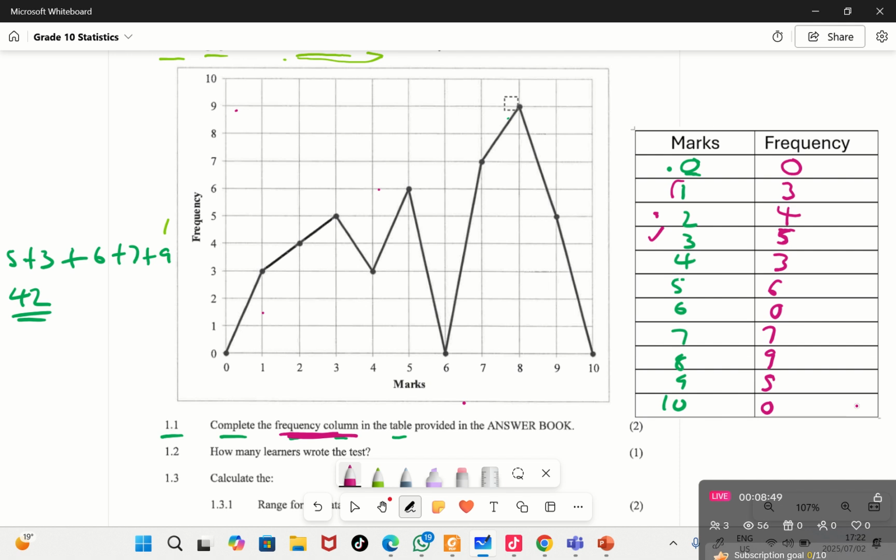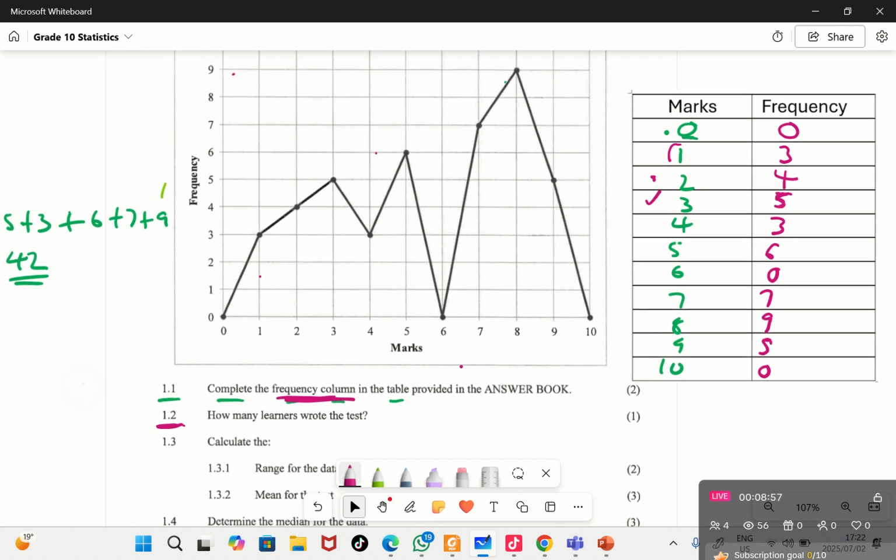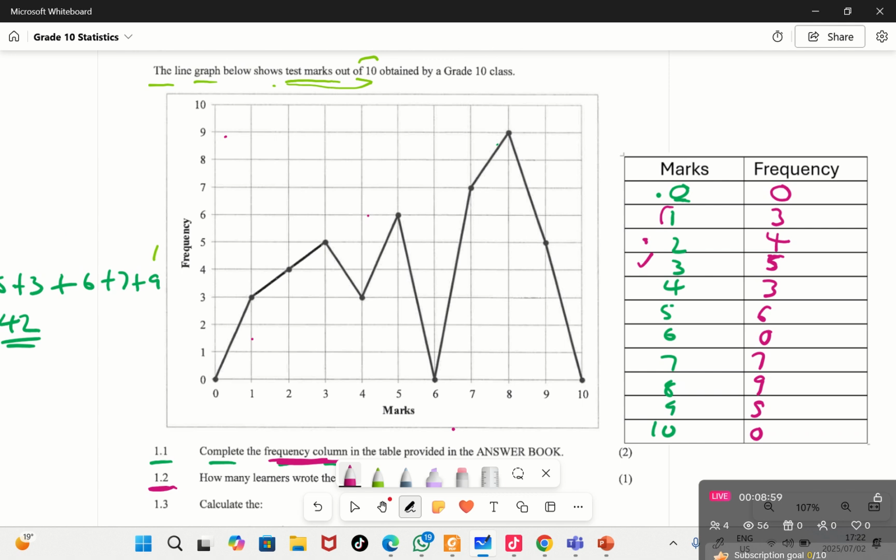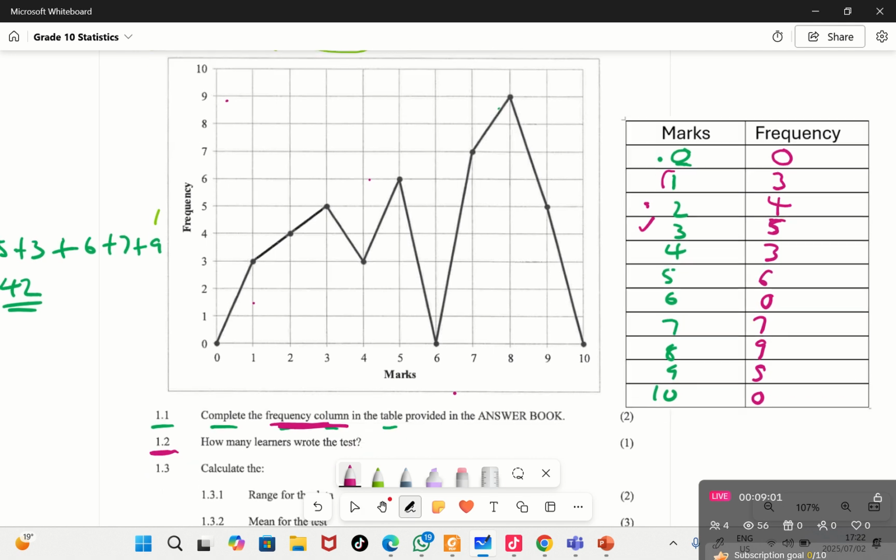Let's go to 1.2. I don't know if you guys can see it. It says how many learners wrote the test. They're asking you for the total number of learners who wrote the test, so you're just going to add the frequency column. Add everything here, and this will give you an answer of 42. That's very easy. You don't need to think here. That's why there's 1 mark.